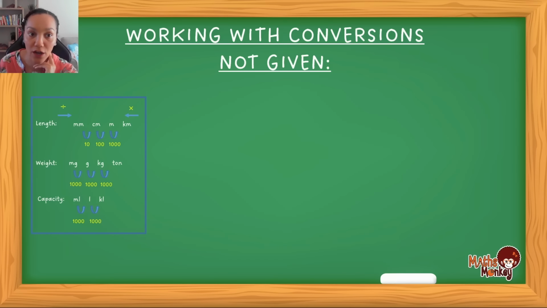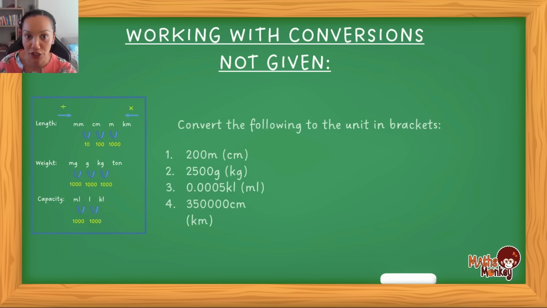I've added the conversions in the left-hand corner. What is in the blue block, you will then have when you're actually answering the question. So let's do a couple of conversions so that you can see how this works. It says here, convert the following to the units in brackets. So we are going to convert all of these answers to the values in brackets.